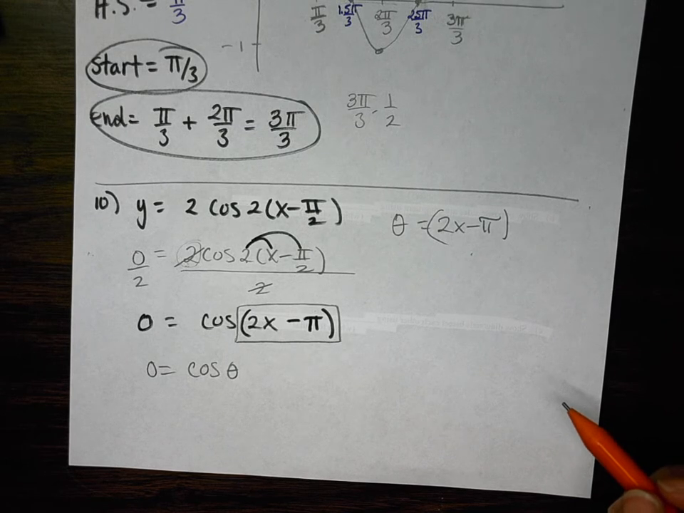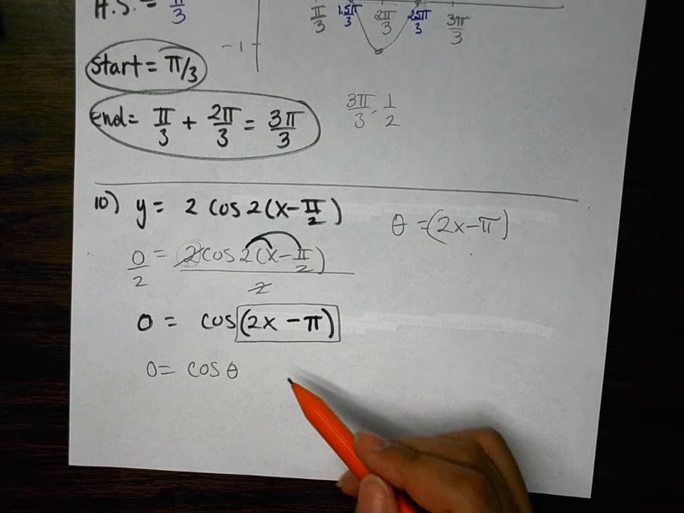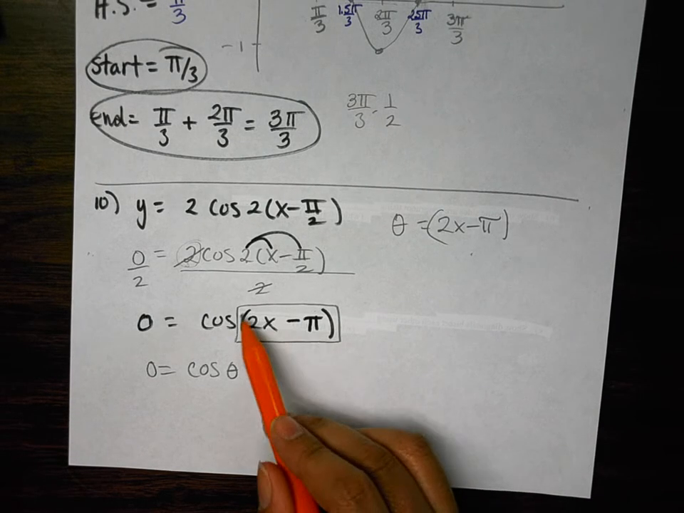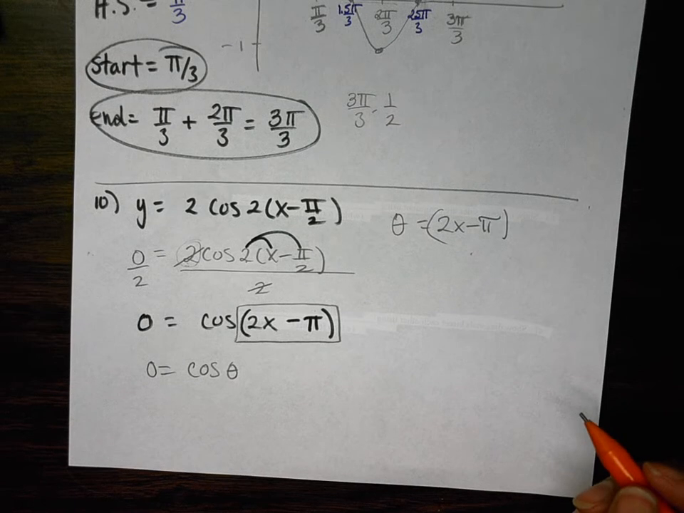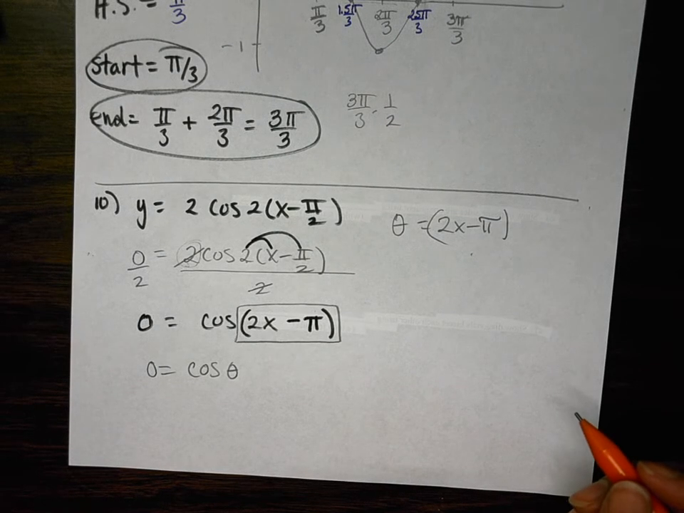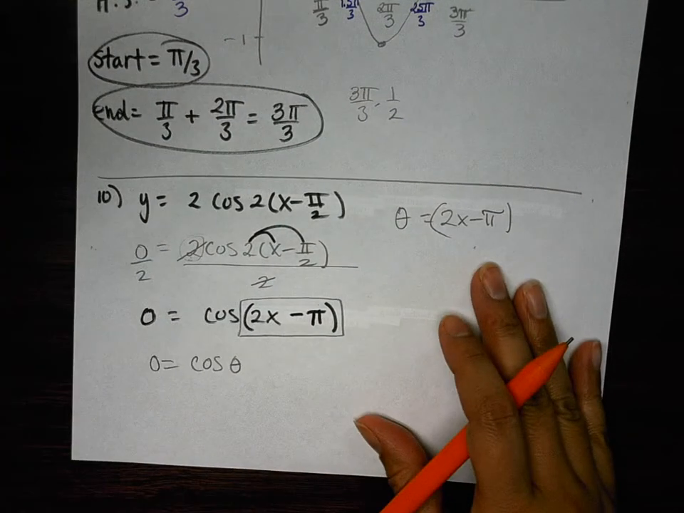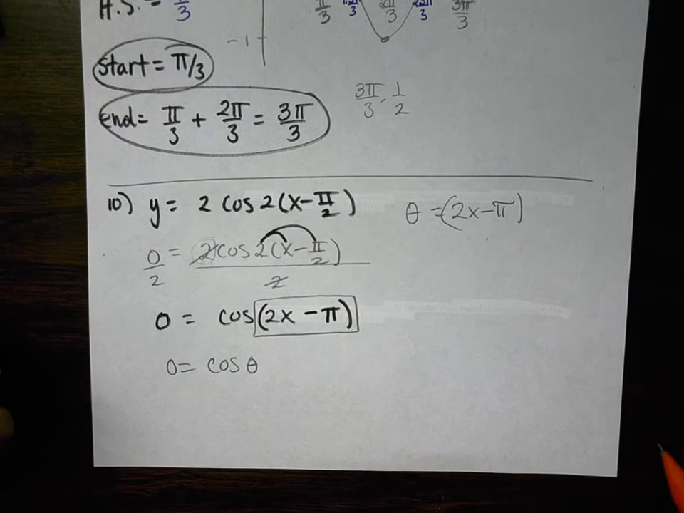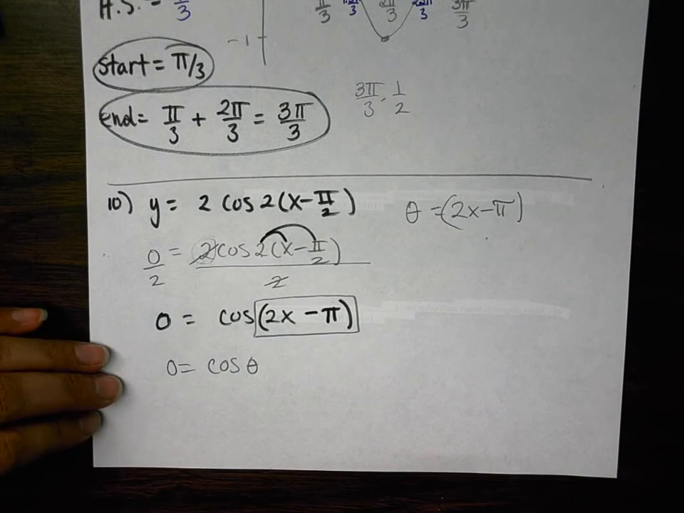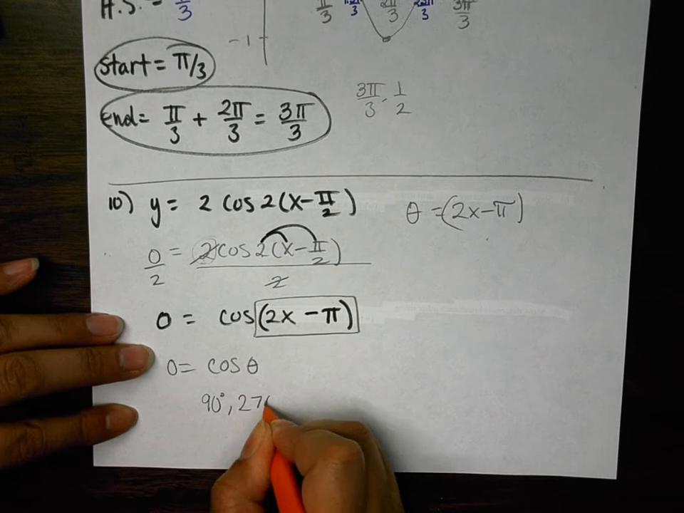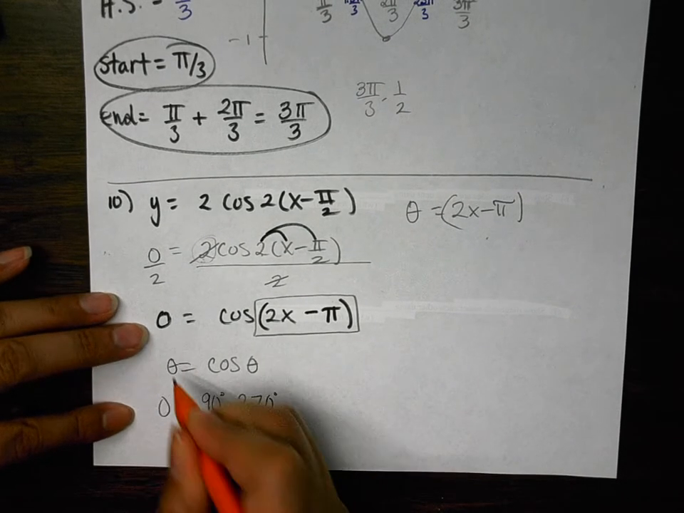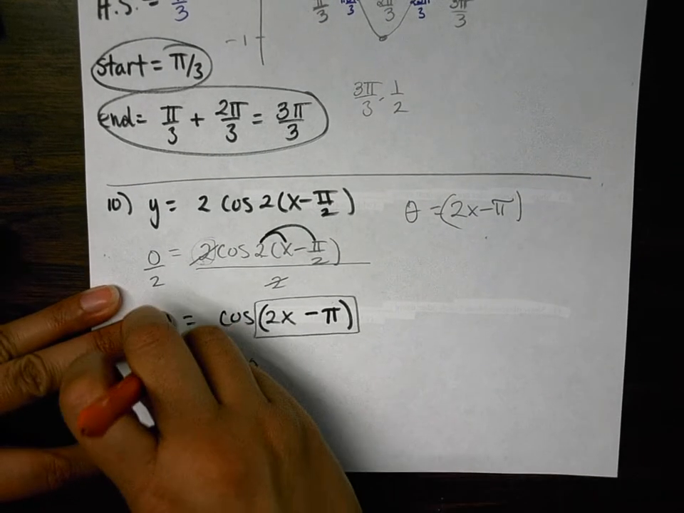Is there any way that you could add pi and then do double equals? You can't. You could have done that on one of the other ones, but not on this one. Exactly. Okay, guys. So give me the 2 angles. Where is cosine 0? There's 2 places on your unit circle within one period. 90 and 270.